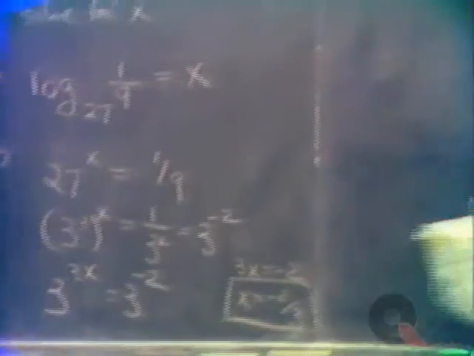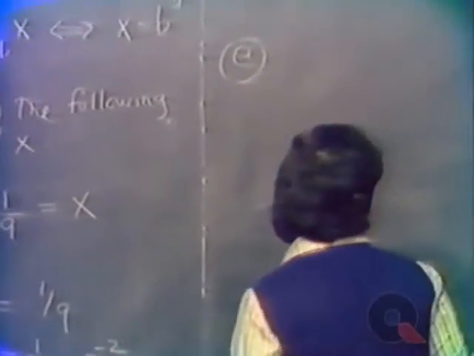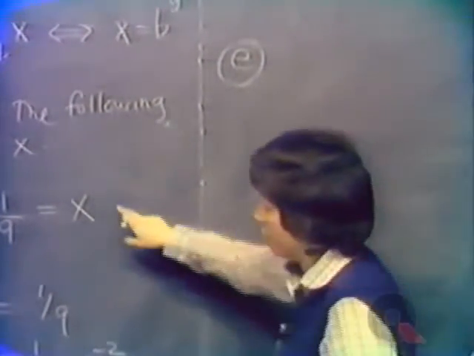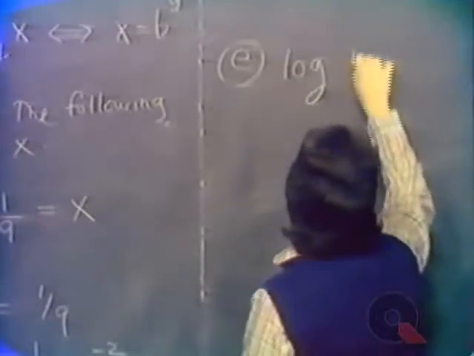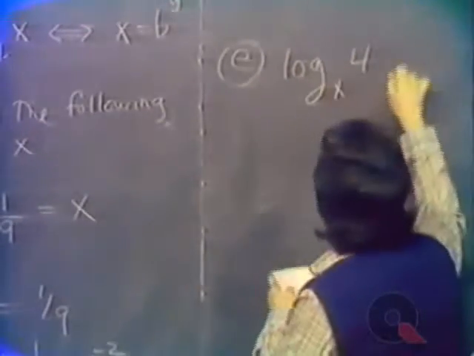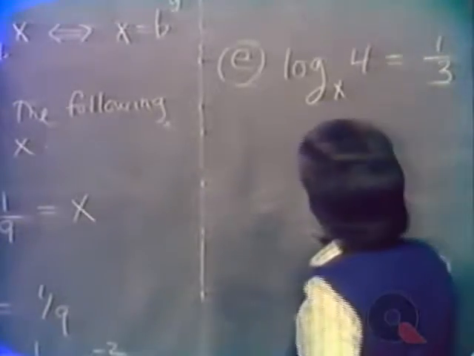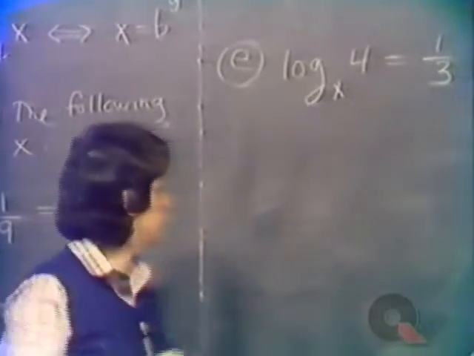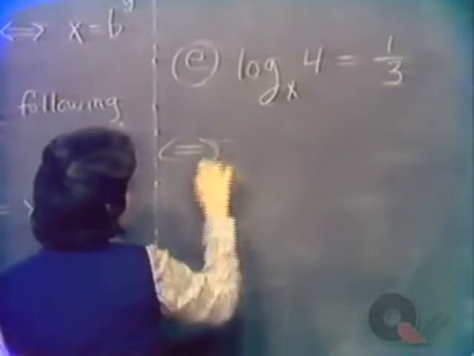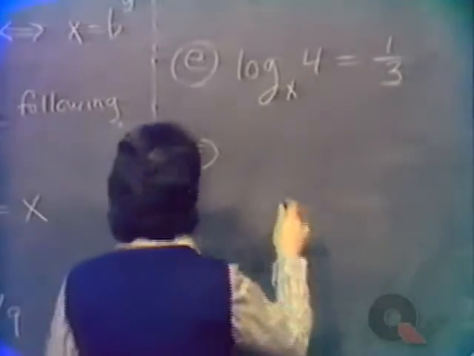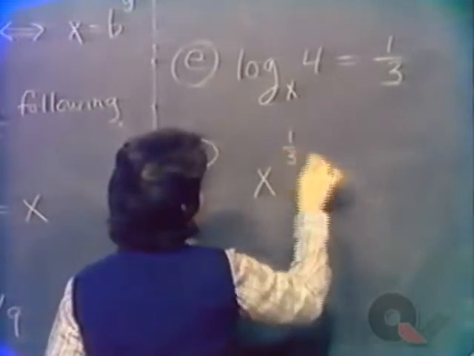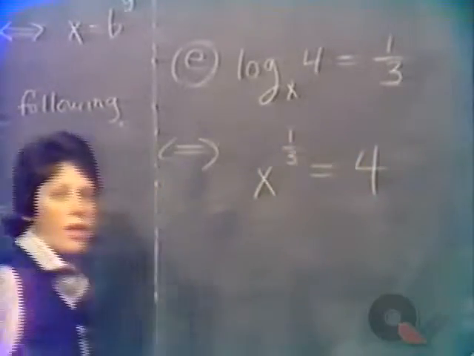Part E, I'm going to change it around. And all the other ones, the unknown was on the right-hand side. Now I'm going to make the unknown the base. The log of 4 to the base x is 1/3. Okay, we follow a similar procedure. We say, well, if the log of 4 to the base x is 1/3, then 1/3 must be the power that you'd have to raise x to get 4.